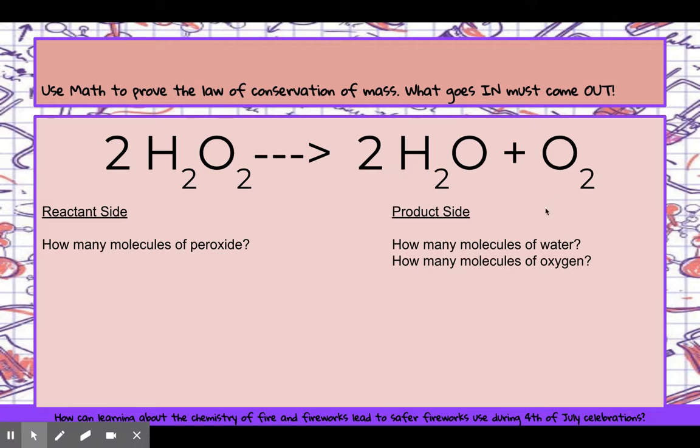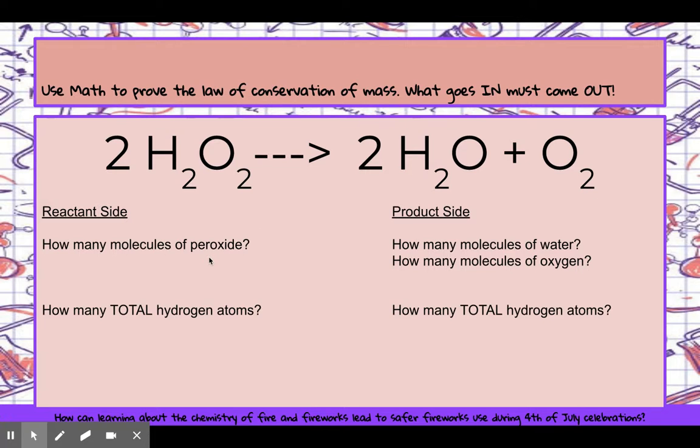How about oxygen? This is a tough one. Sometimes people want to tell me that there are 2, but that's not correct. 2 is the subscript, not the coefficient. When there's nothing out front, that means 1. So there is 1 molecule of oxygen.